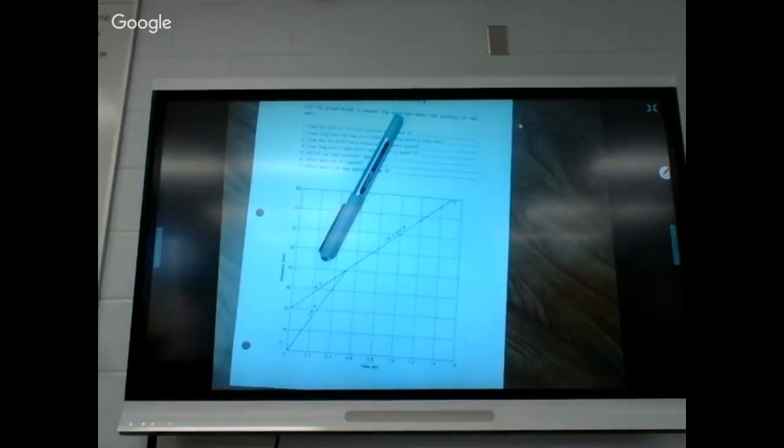Let's see, it's how far. So that's just distance. But this is asking you to read a graph. So if it says how long, it's asking for time. How far would be distance? Yes.